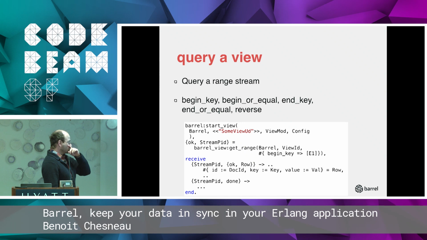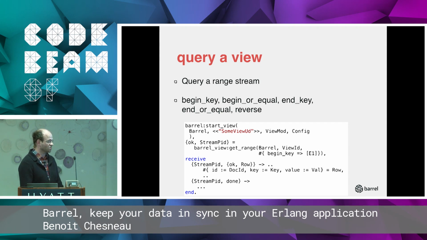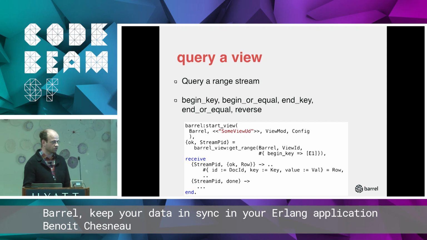And then you get a stream process, and then you can start to receive documents. It works by default as a stream, but you can also work in acknowledge mode, saying you get the data one at a time, and you acknowledge the view process to continue or stop that way. So you can build a classical function like folding, etc. on top of that.